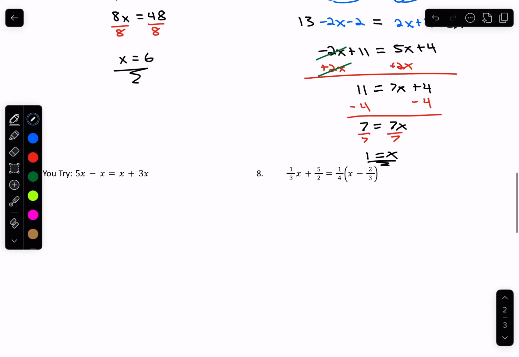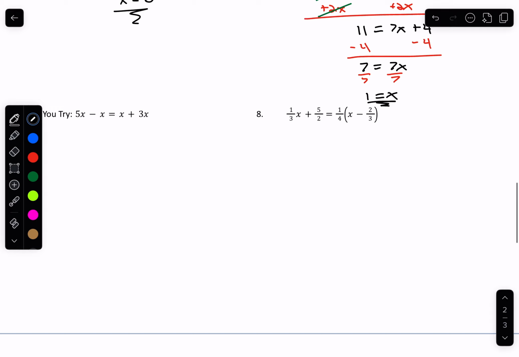All right, 2 more. If you have not tried to pause the video yet and try for yourself, please take advantage of this opportunity to pause the video. All right, hopefully you did so. So the you try right here is actually going to give us an interesting solution.